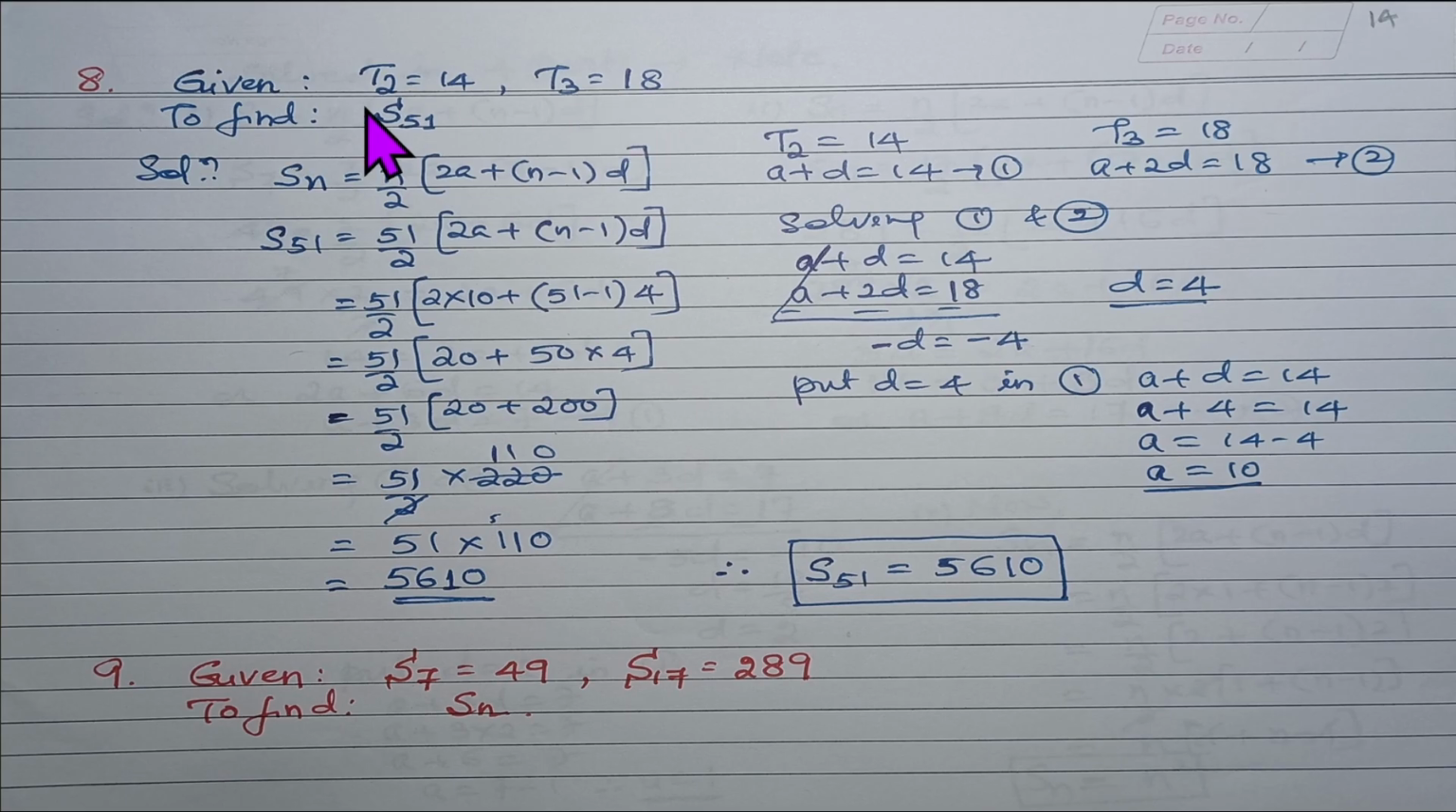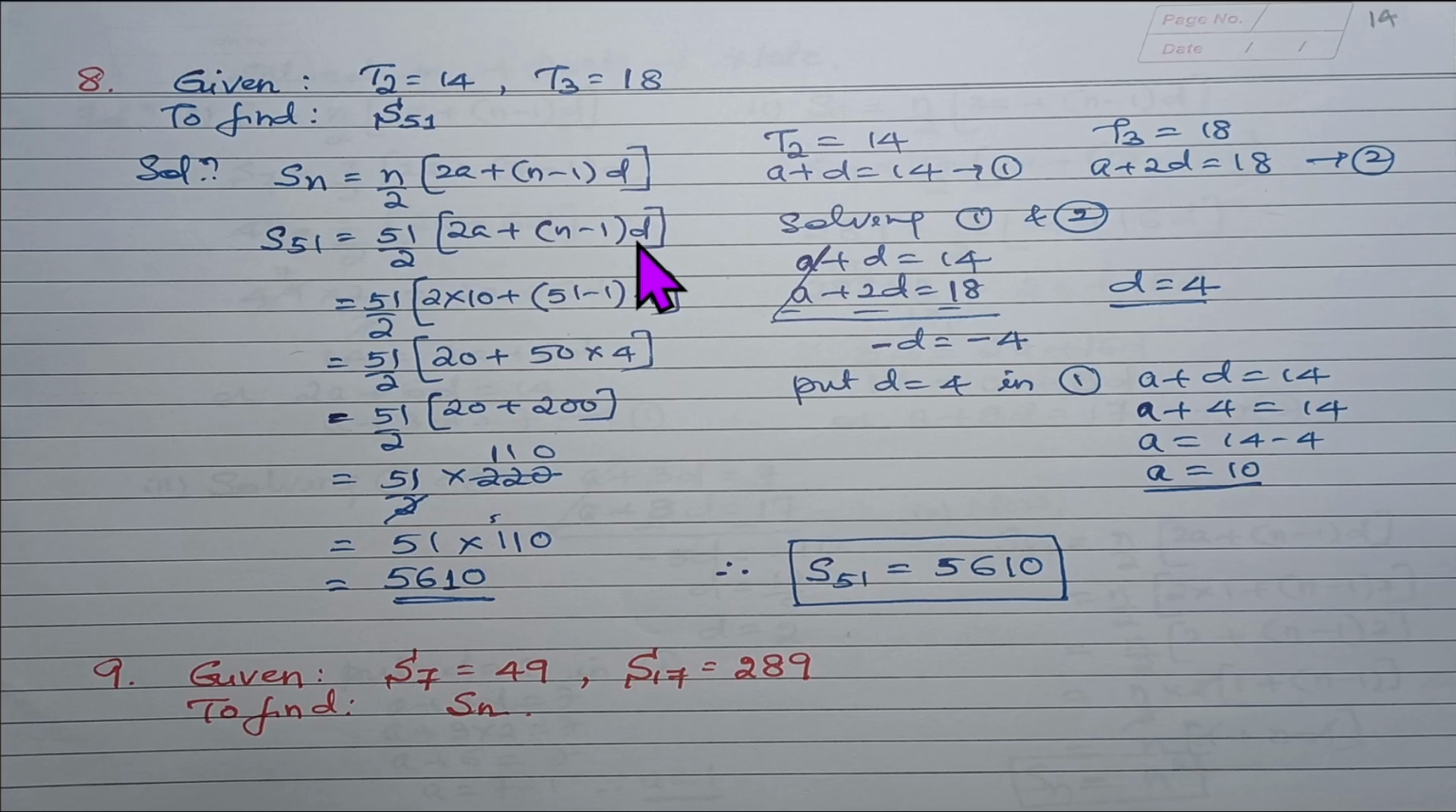Remember that. Now coming to the next example, we are given the second term is 14 and the third term is 18. We have to find the sum of 51 terms. Now we know the formula for Sn. Sn is equal to n upon 2 in the bracket 2a plus n minus 1 into d. The thing is, we do not know a and d both here. And n, of course, we know, that is 51. So S51 is equal to 51 upon 2 in the bracket 2a plus n minus 1 into d.